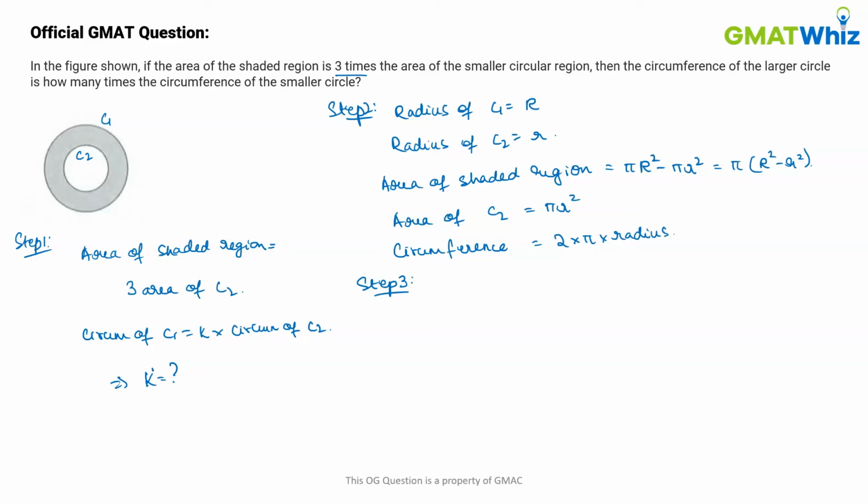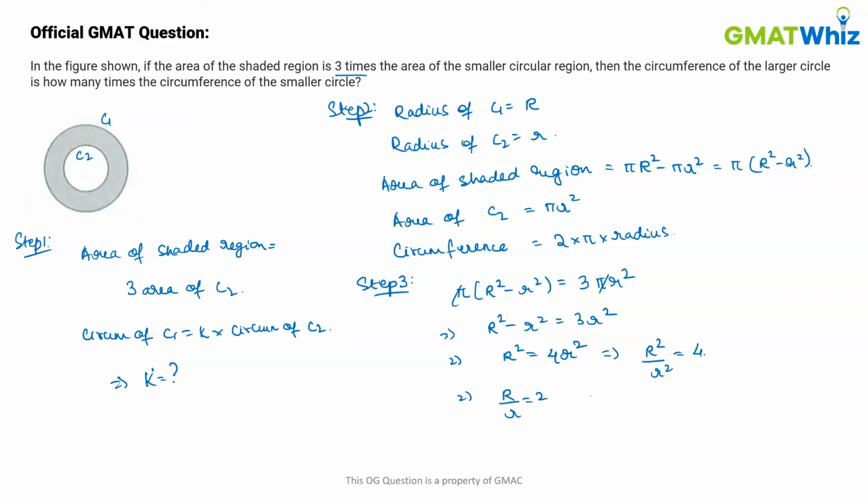When we substitute the values in the equation that we deduced in step 1, we get capital R square minus small r squared is equal to 3 times pi of small r squared. Now pi gets cancelled and we are left with capital R square minus small r square is equal to 3r square. This gives us capital R square equals 4r square. Now since r square is a positive number, we can divide both sides by small r square and we are left with capital R square by small r square equal to 4. Taking the square root on both sides, we have capital R by small r equals 2.